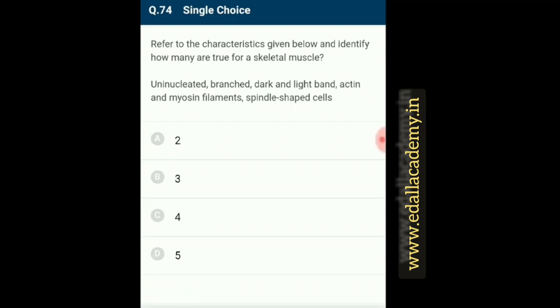Smooth muscle cells are uninucleate, spindle shaped, and don't have any striations. Cardiac muscle cells are uninucleate, show faint striations, and are branched cells. So the answer is option A. Two are true about skeletal muscles.